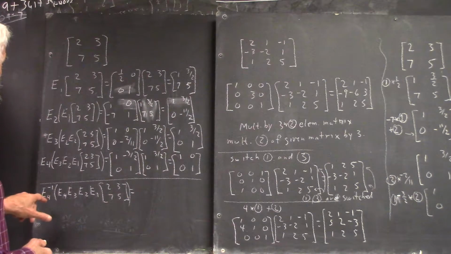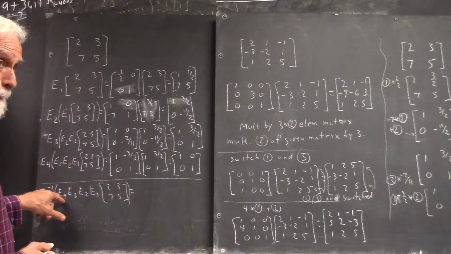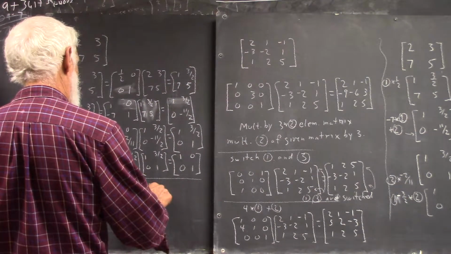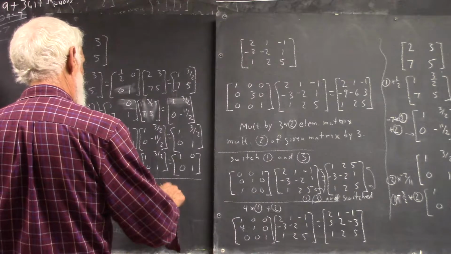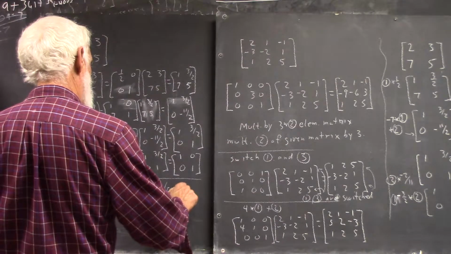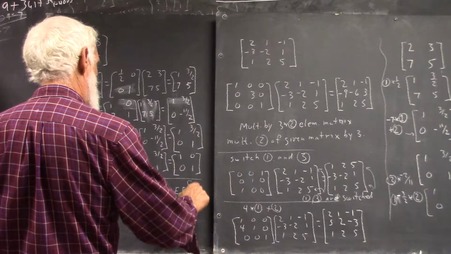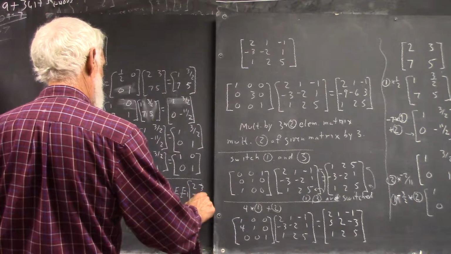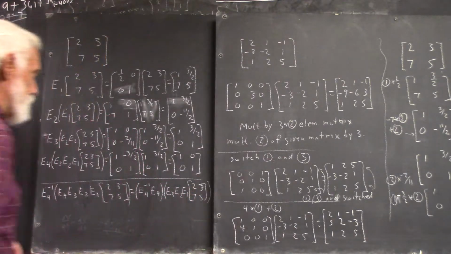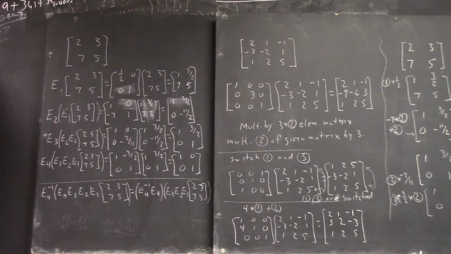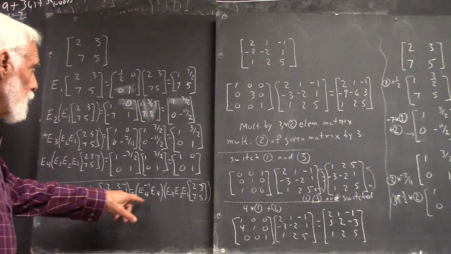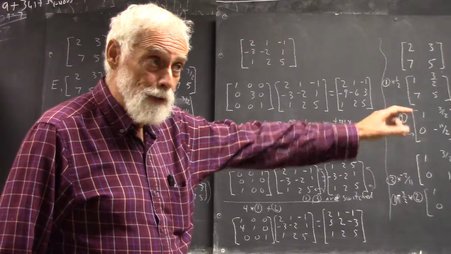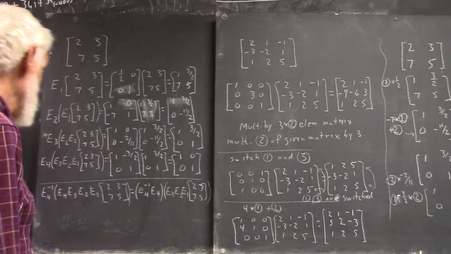Okay? But here we've got E4 inverse next to E4. So I could rearrange this as this. Okay? And what's E4 inverse times E4? Well, every time I did this, I said, well, you multiply these out, they give you the identity, so E4 inverse times E4 is the identity.